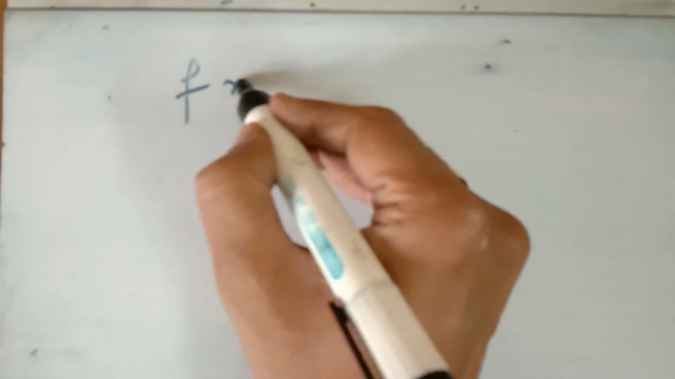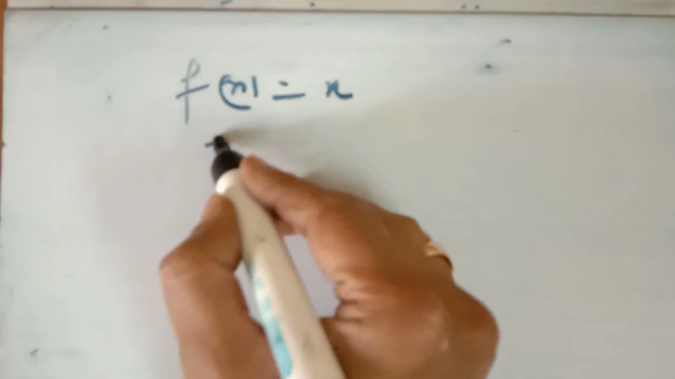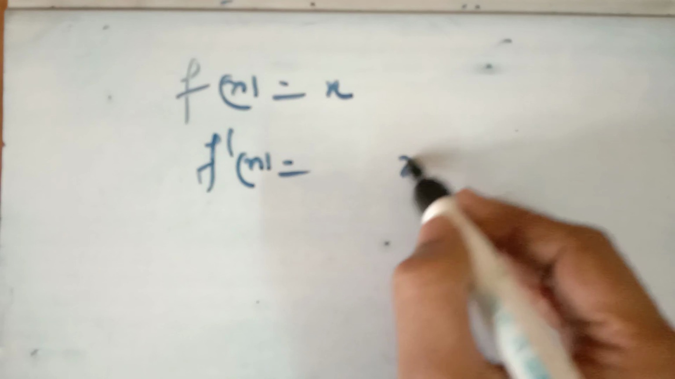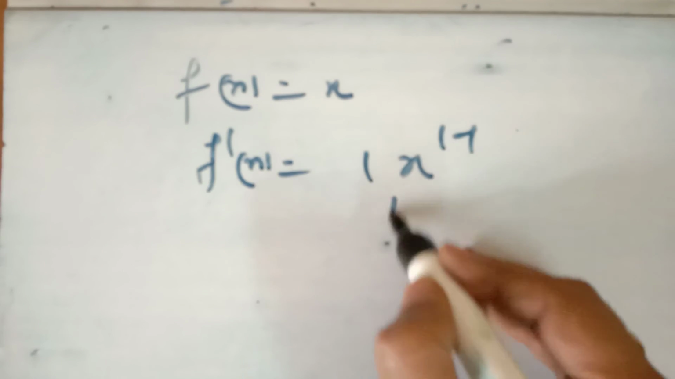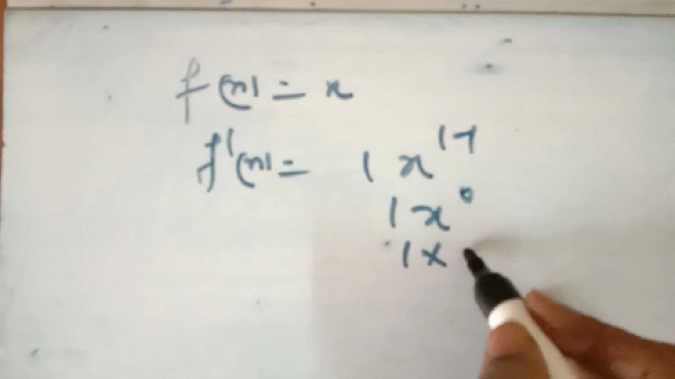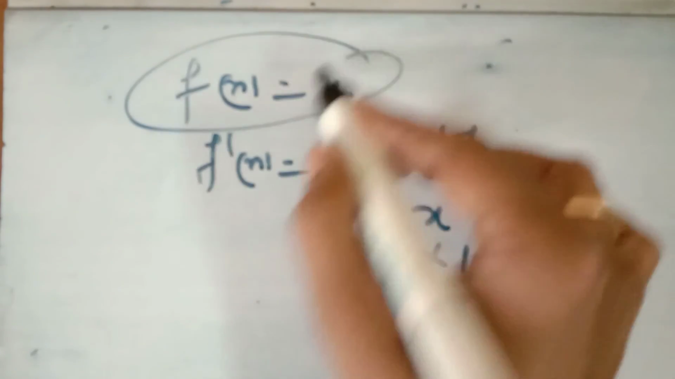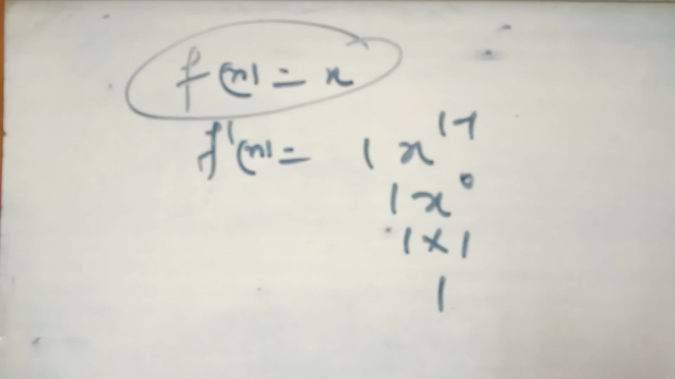What is the derivative of x? The derivative will be: x is x to the power 1, so 1 times x to the power 1 minus 1, that is 1 times x to the power 0, so 1 into 1, that is 1. So the derivative of x with respect to x is equal to 1. Okay, we'll continue in the next lecture. Thank you.